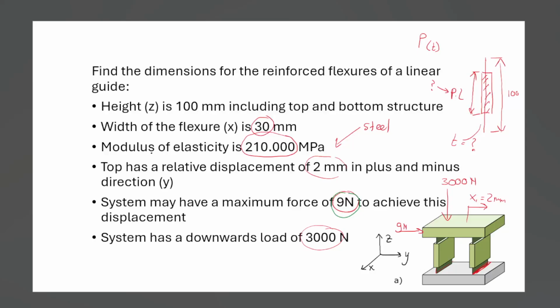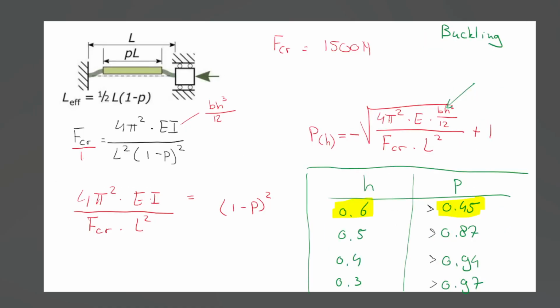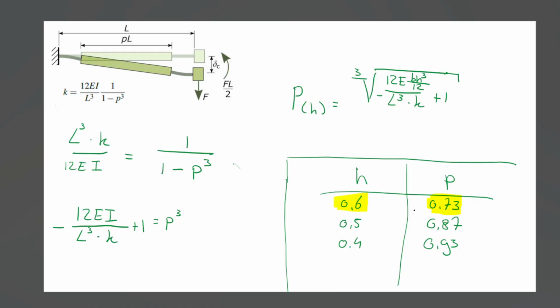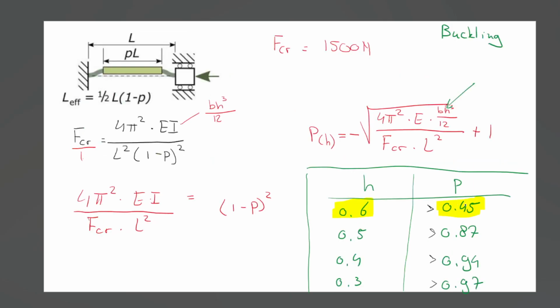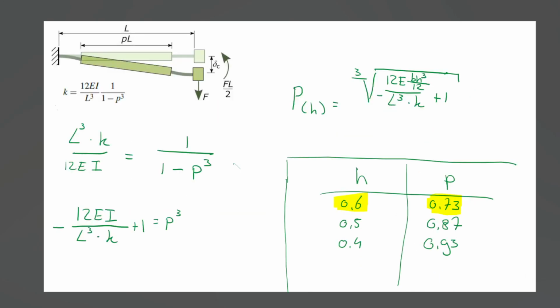Now the question was that the system has downward loads of 3000 Newton, so we need to make sure that it doesn't buckle under these loads. And it doesn't, see, because for that 0.6 value that we chose, we get a p-value of 0.73, and if we choose that 0.73, then we have enough stiffness in our system, and it will not buckle because the critical buckling reinforcement is 0.45. So 0.6 would do. Now let's see what 0.5 would do.